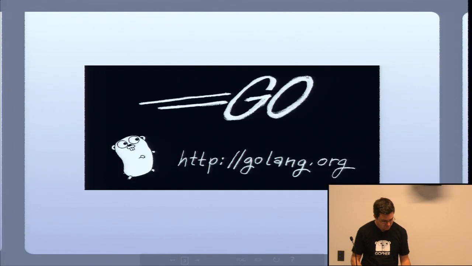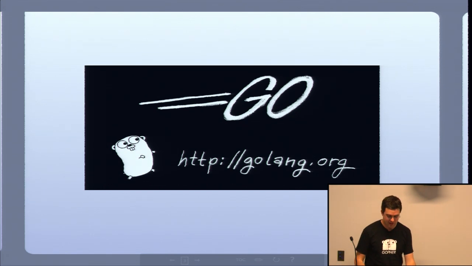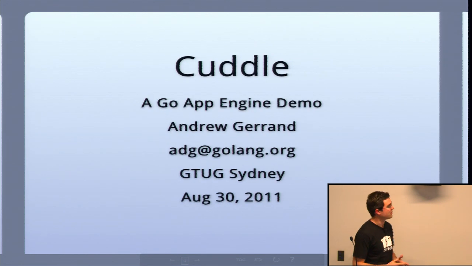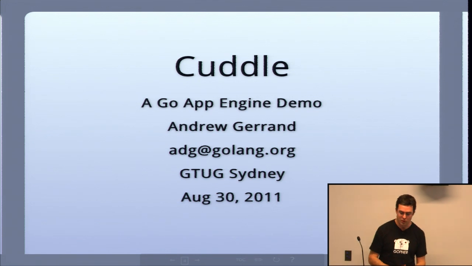For this evening. So my name is Andrew Gerrand, and I work on Go with Rob. And tonight I wanted to introduce a small demo app called Cuddle, which is an AppEngine app written in Go.